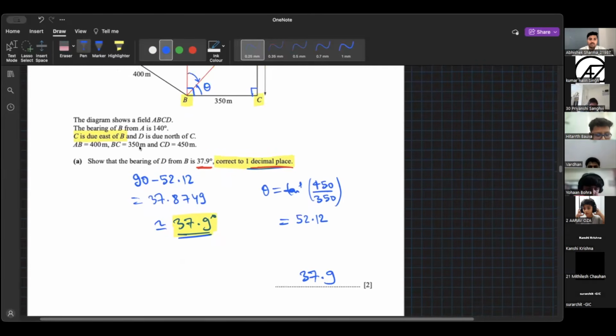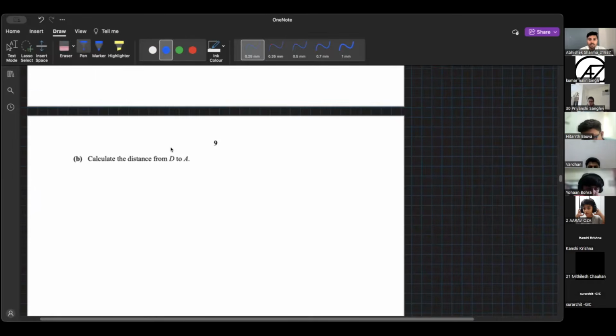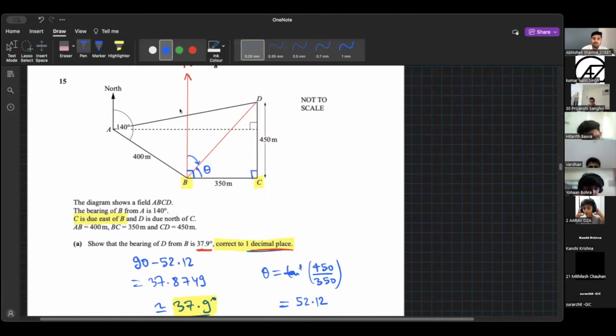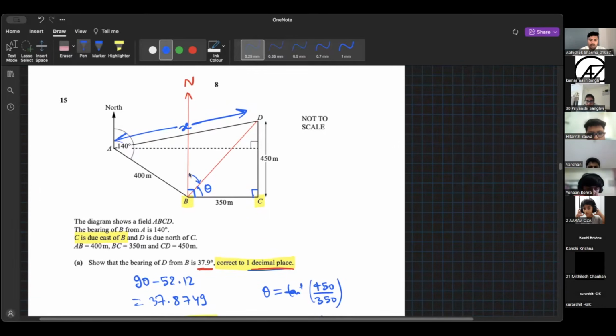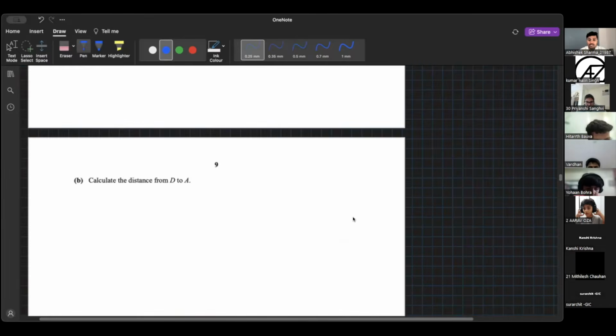Now next part, part B. It says calculate the distance from D to A. We have to find the distance from D to A. So this is the distance that we have to find. Can I mark this whole length as X? Yeah. Okay. If we have to find this whole length, how many marks? 6-mark question, 6 marks.